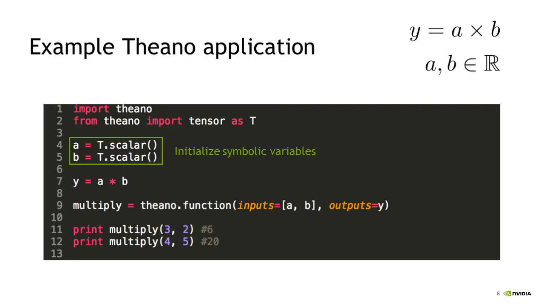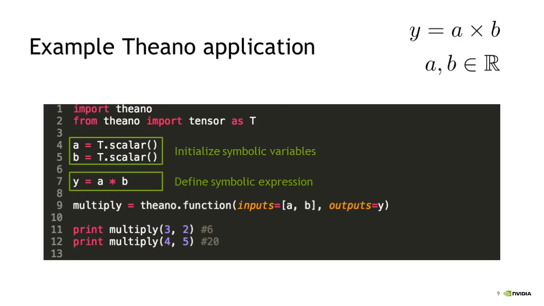So in this example, our application is going to attempt to compute the product of these two scalar values, a and b, and output the value y. So we define our symbolic expression using our symbolic variables a and b, and then y automatically inherits its type as another scalar from the fact that a and b are defined as scalars.